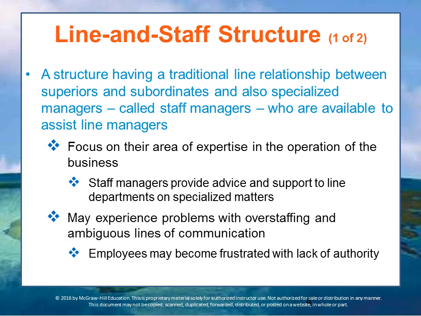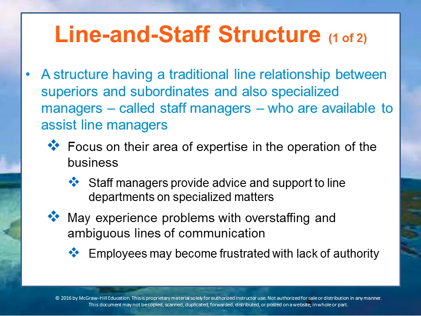The next, as businesses get larger, they often adopt what's called a line and staff structure. This has a traditional line relationship between superiors and subordinates that relate to the production and activities of the company and the customer support activities of the company, direct line all the way to the top. But there's also specialized managers called staff managers that are available to assist line managers. They do the planning, the organizing, the back office support, those kinds of things, staff functions. They're available to assist the line managers.